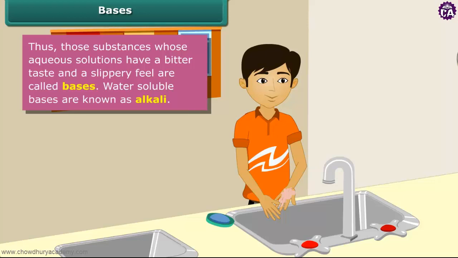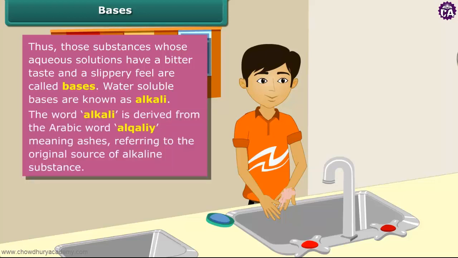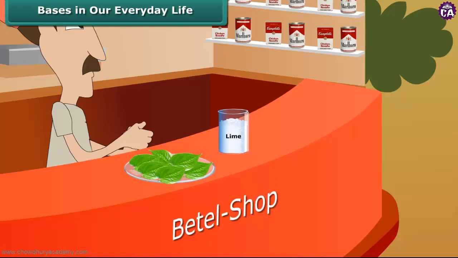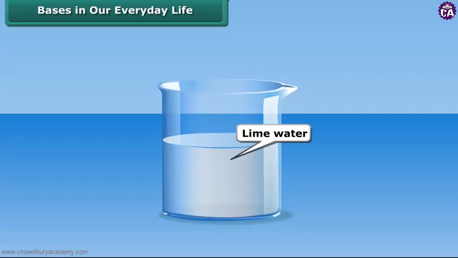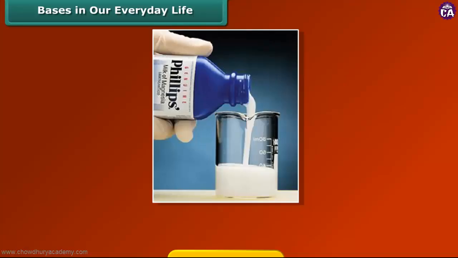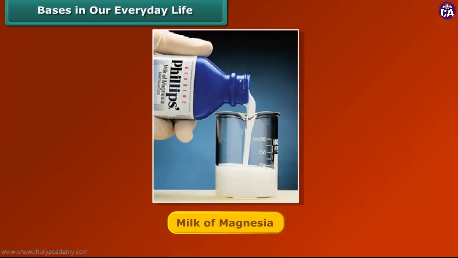Water-soluble bases are known as alkali. The word alkali is derived from the Arabic word alkali, meaning ashes, referring to the original source of alkaline substance. Students, the chemical name of lime is calcium hydroxide. Lime water is prepared by dissolving lime in water. Milk of magnesia is a medicine which helps us in digesting our food. It contains magnesium hydroxide, which is a base.